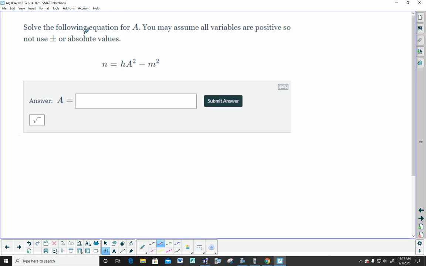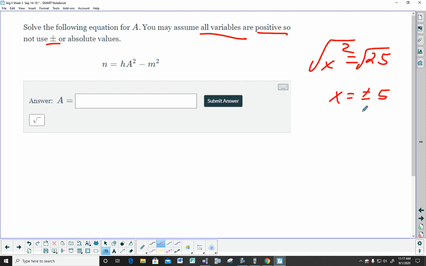All right, solve the following equation for a. You may assume all variables are positive, so you don't need any plus and minuses. Okay, real quick what that is. If you had x squared is equal to 25, and y'all put a square root symbol on the page to do that, normally you would write plus or minus 5. They're saying ignore this. Ignore the plus and minus. Okay? All right, you want to solve for big A. There it is right there.